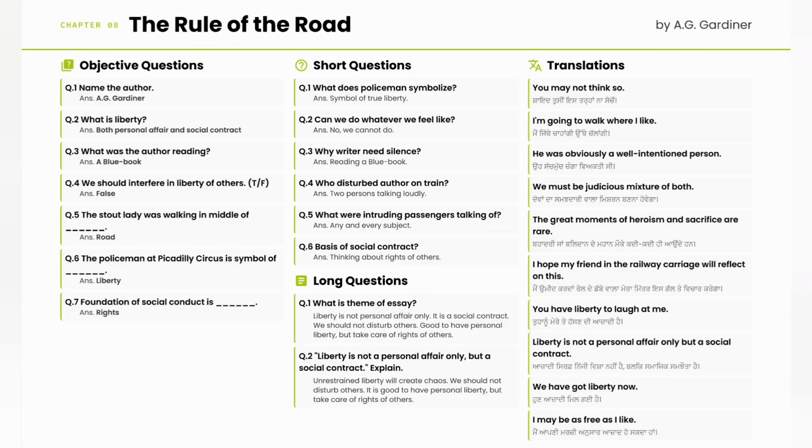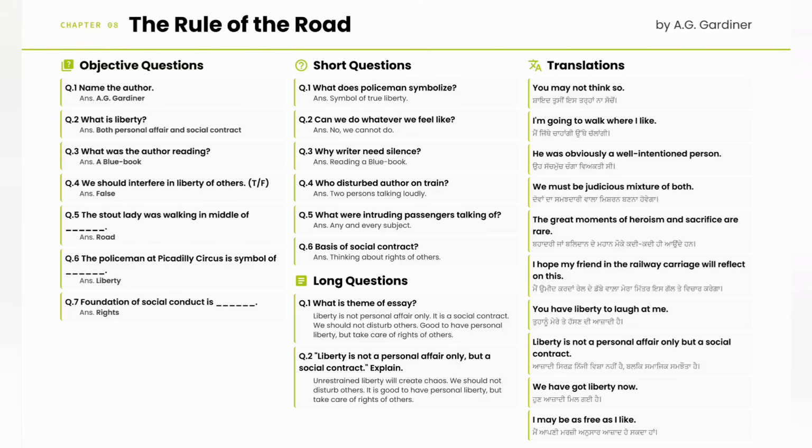Sentence 6. I hope my friend in the railway carriage will reflect on this. Translation. Sentence 7. You have liberty to laugh at me. Translation. Sentence 8. Liberty is not a personal affair only, but a social contract. Translation.